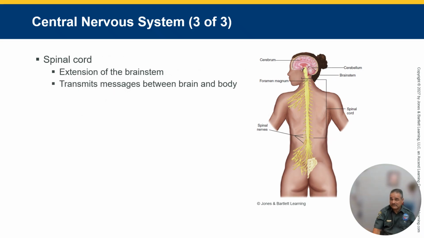Spinal cord, we saw this earlier in a diagram. It's the extension of the brainstem. It leaves the skull via the foramen magnum. Okay, it's encased by the vertebral column. Ends up at the level of the second lumbar vertebra. And its primary function is to transmit all the messages between the brain and the body, all of its organs.